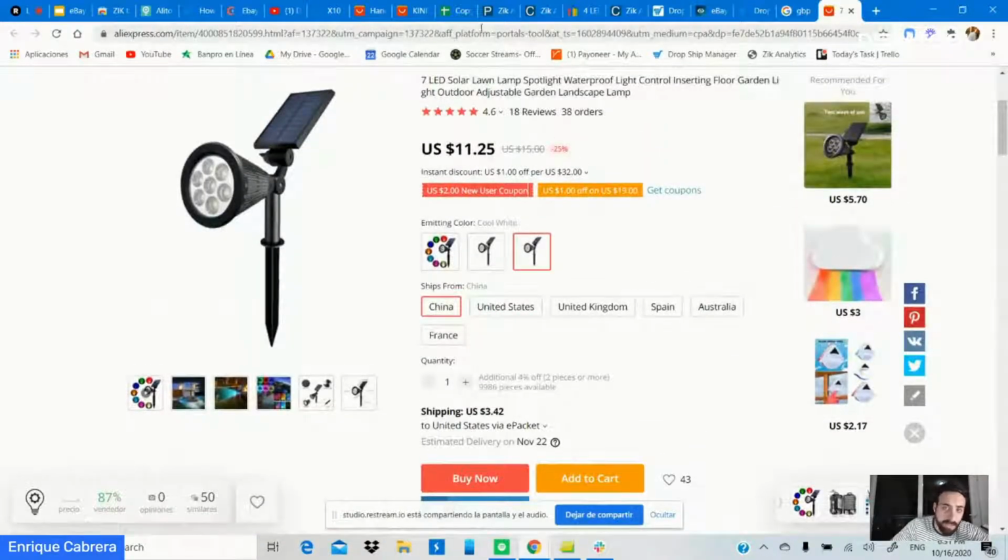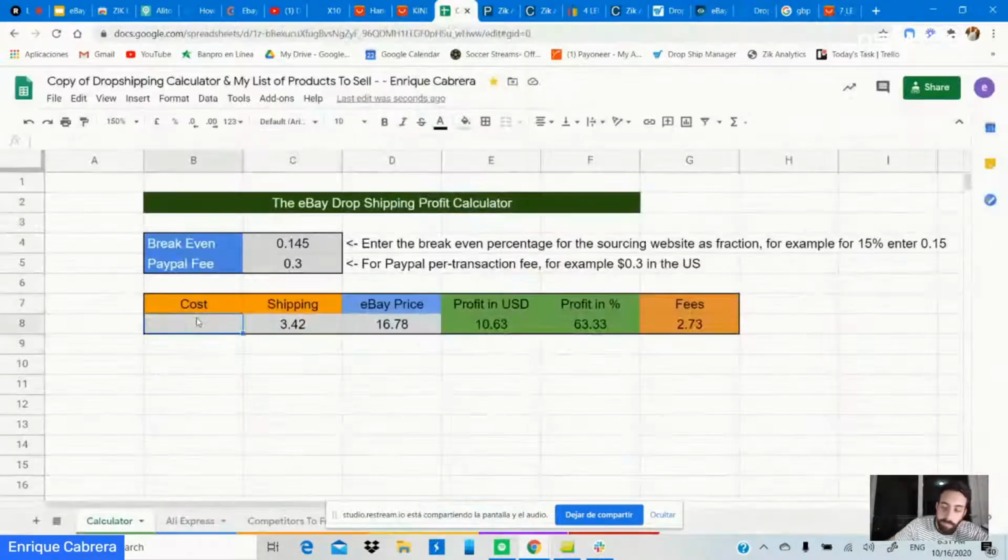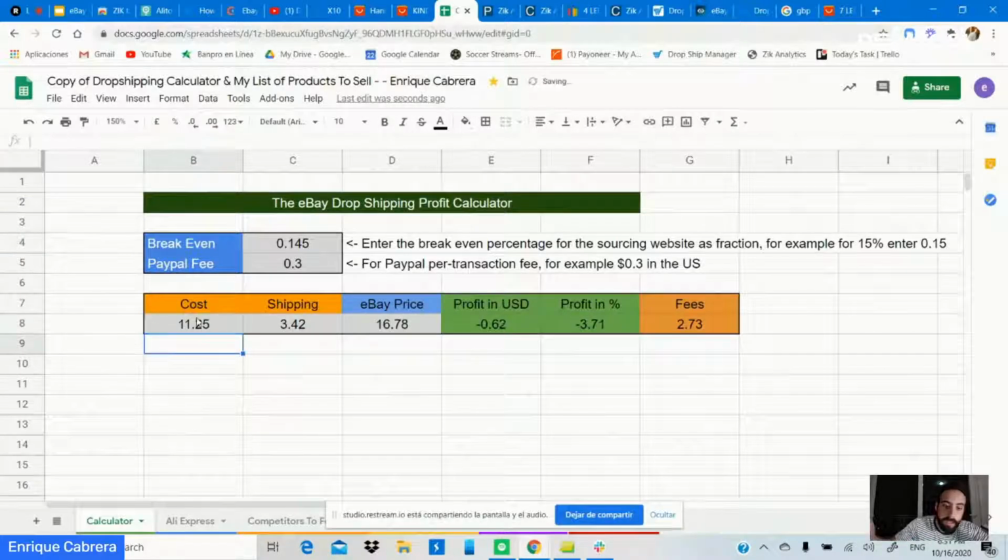I already know that this is not good, but anyway, I just want to show you guys what you need to do and how to properly do market research and know your profit margins. So it's 11.25. We place it here. And as you guys can see, if you want to source this product, you're not going to gain any, you will lose. So again, this product is a no-no.